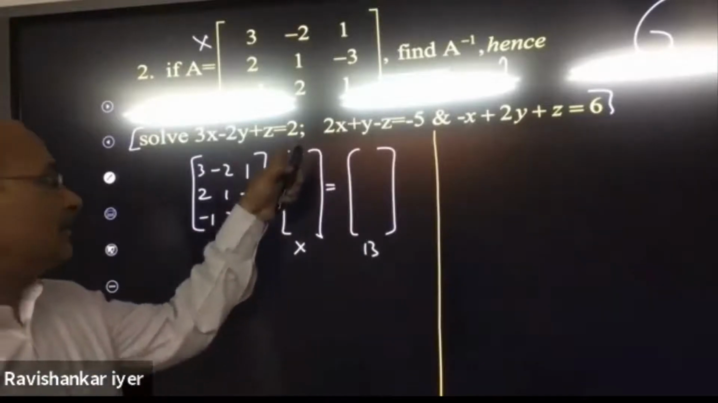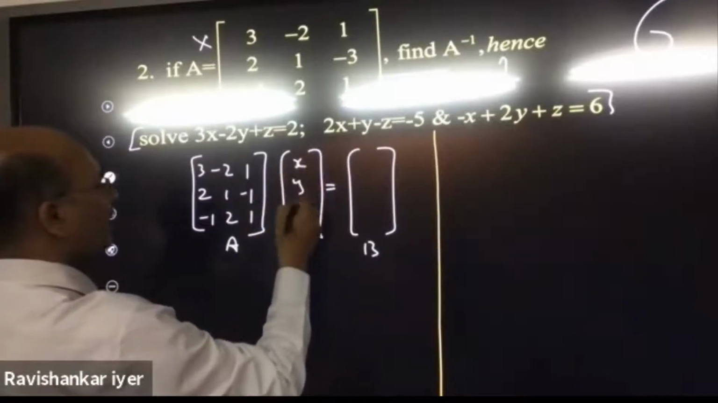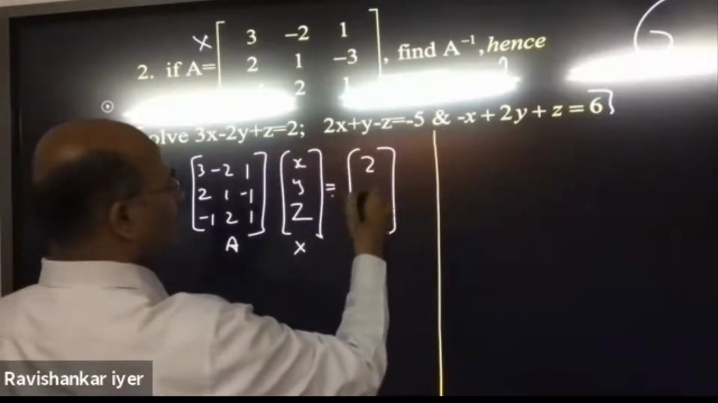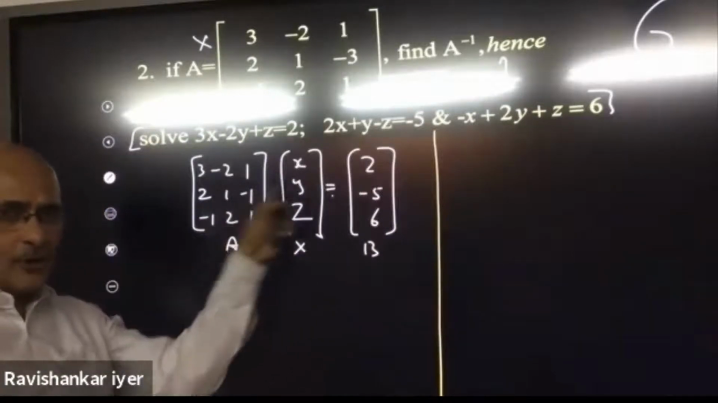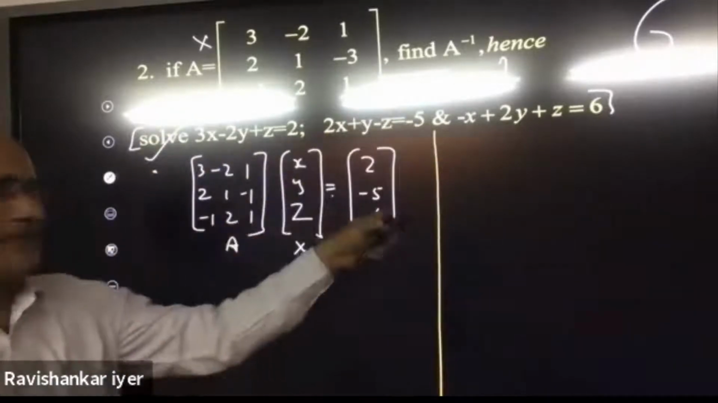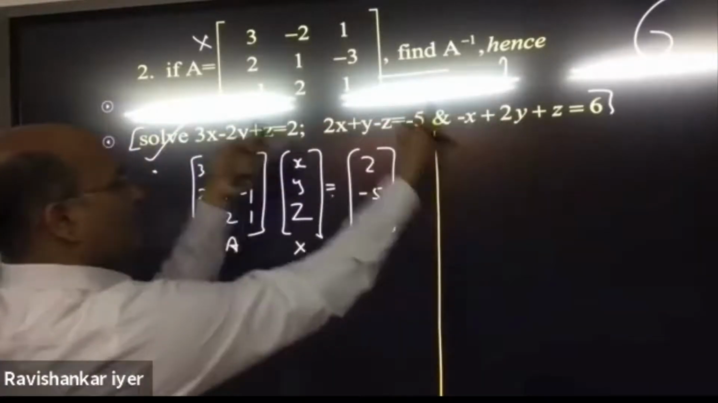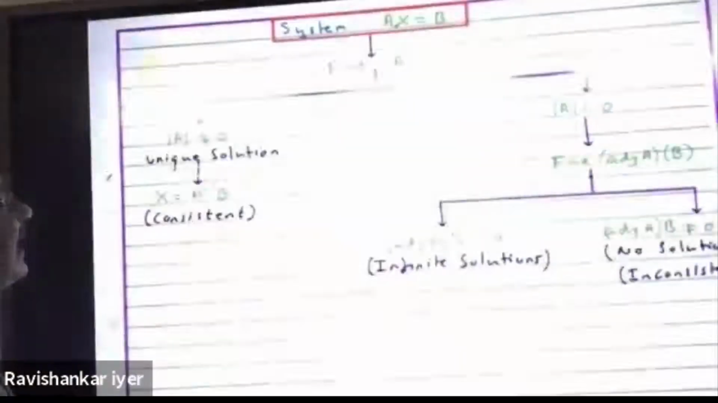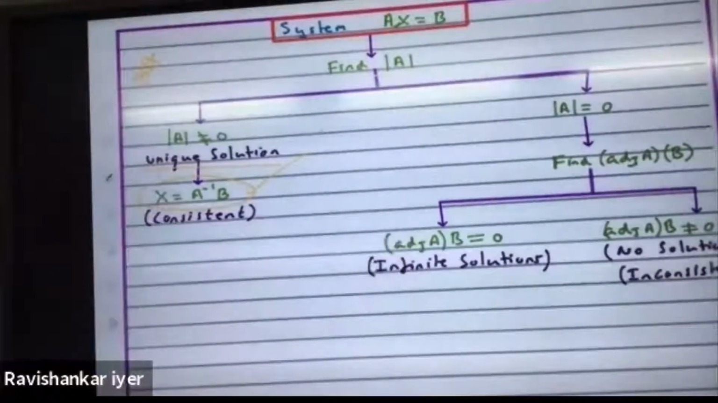The unknown matrix is always a column matrix: X, Y, Z, equal to the constant matrix. If you multiply and open this up, you are going to get the same equations. So what I am trying to tell you is that simultaneous equations can be written in matrix form. Now, after I write the system of equations, I am going to find determinant A.